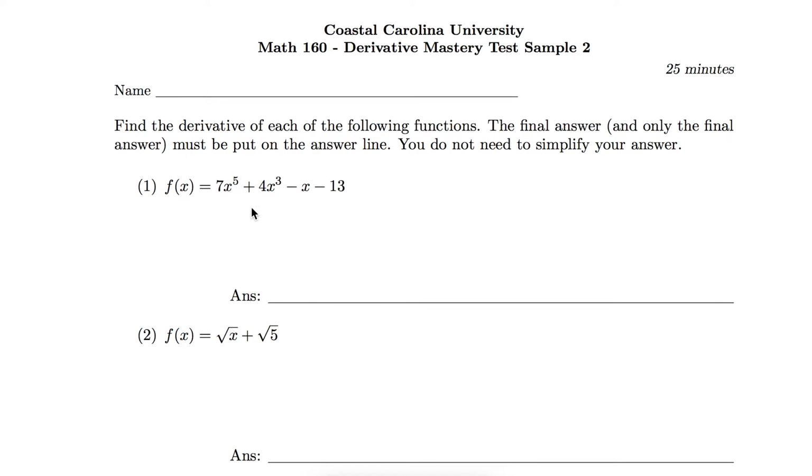Our first function is a polynomial function, so we'll start by using the power rule. F prime of x equals 7x to the 5, well 7 times 5 is 35, x to the 5 minus 1, which is 4, plus we have derivative of 4x cubed, 4 times 3 is 12, times x to the power 2, minus derivative of x, which is 1. And the derivative of 13 is 0, so we don't have to write it.